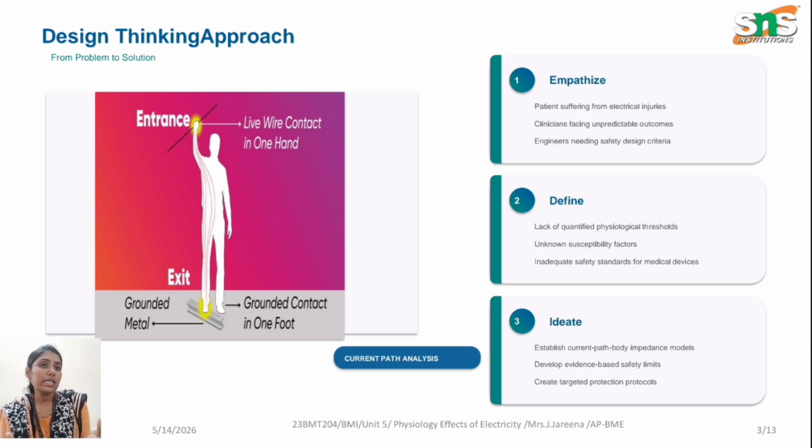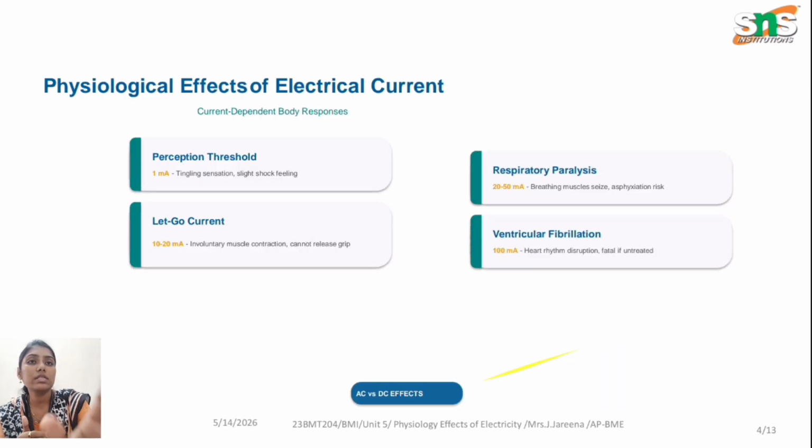So that is the reason here we have to define the problem: how this shock is happening. What are the different physiological effects? What happens if different current levels get into the body? And what are the susceptibility parameters for this current? So these are the things that we are going to discuss in the forthcoming slides. So let me discuss first the different current levels and their respective physiological effects.